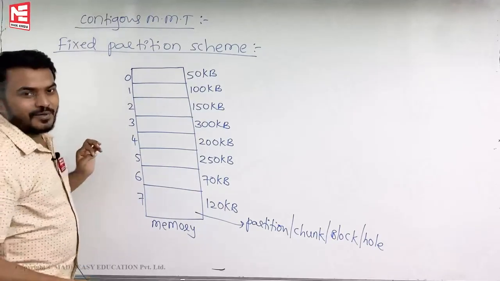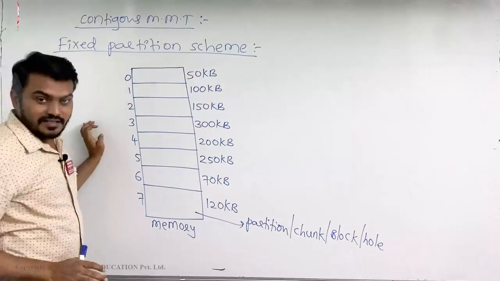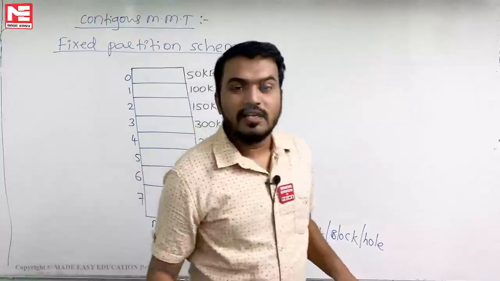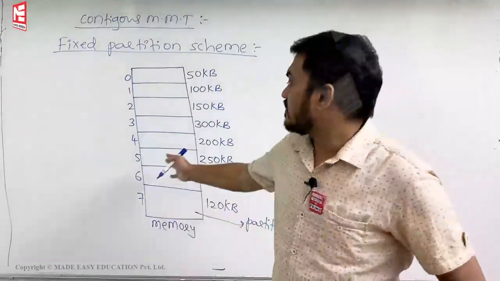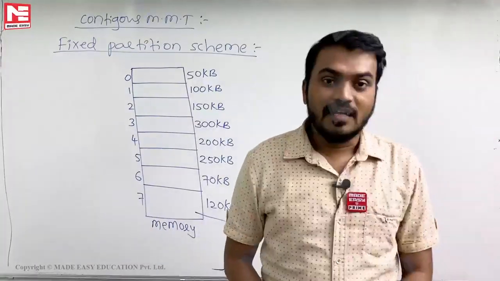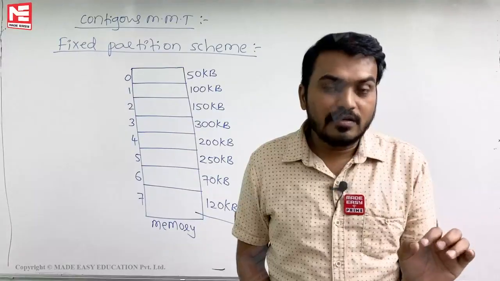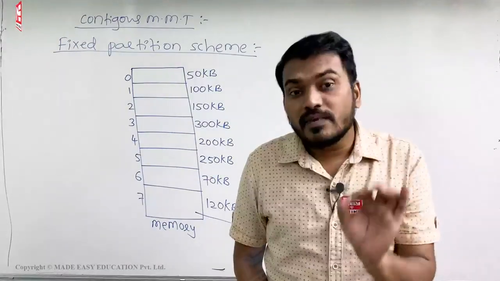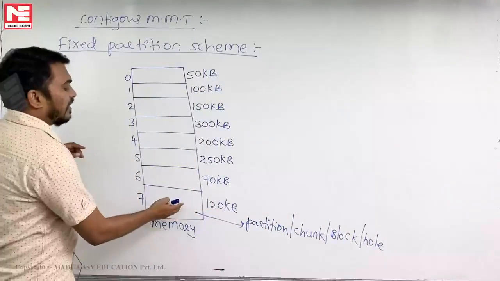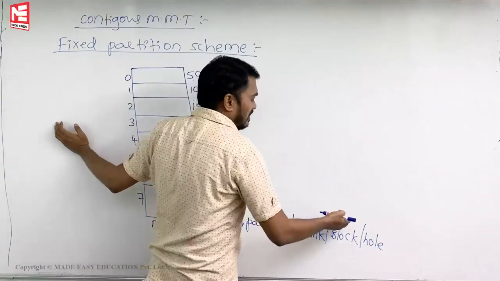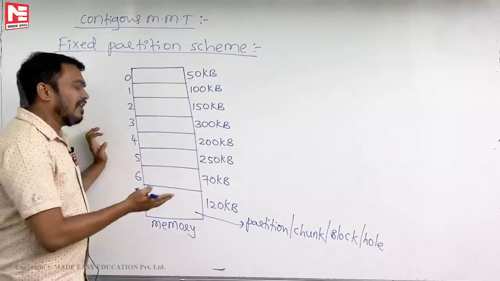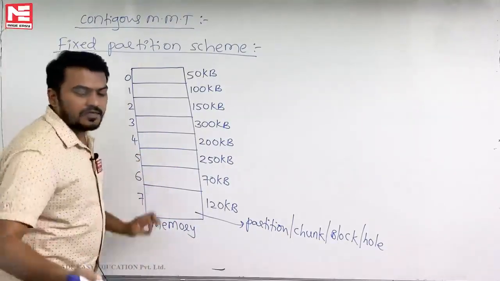Right. So 0 to 7, total 8 partitions are there. This 8 is fixed. So the number of partitions is fixed. So in the fixed partition scheme, memory will be divided into fixed number of partitions. Fixed means the number of partitions is fixed in the memory. This is called a partition, or a block, or a chunk, or a hole. The meaning of all that is the same; different textbooks follow different names. That's it.